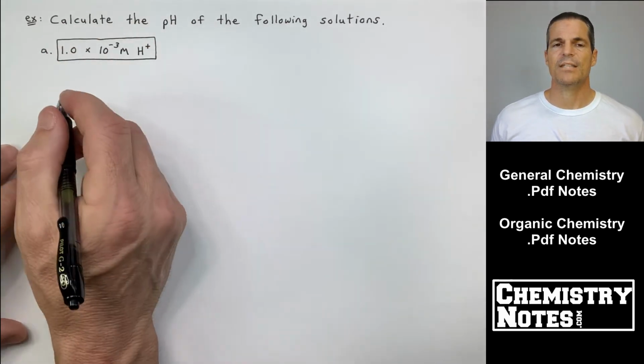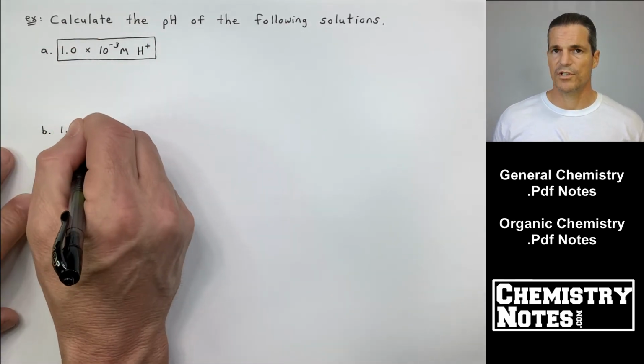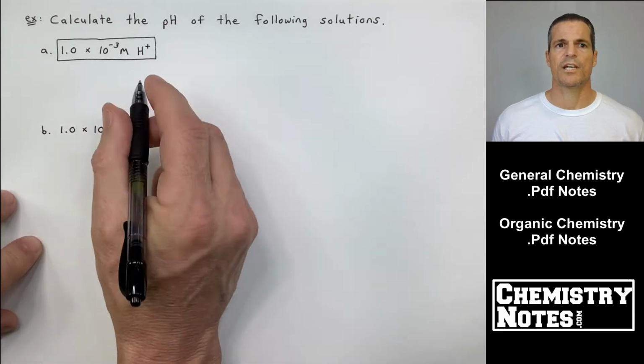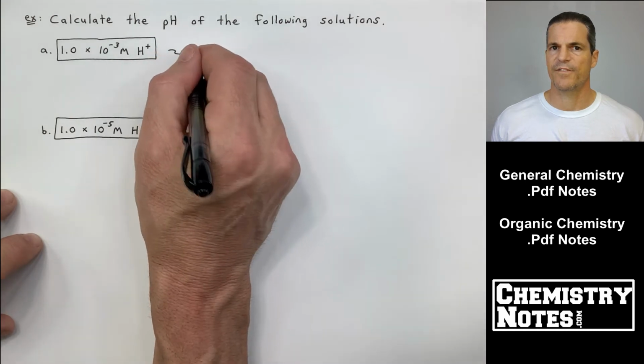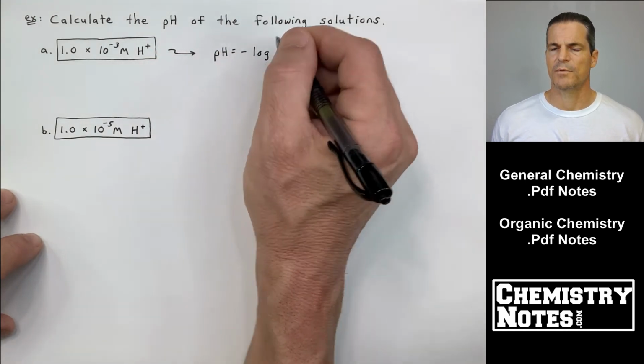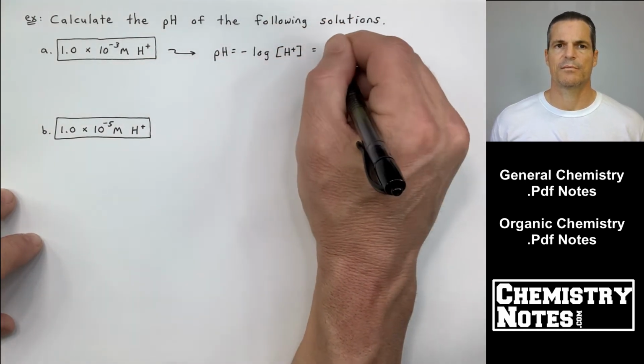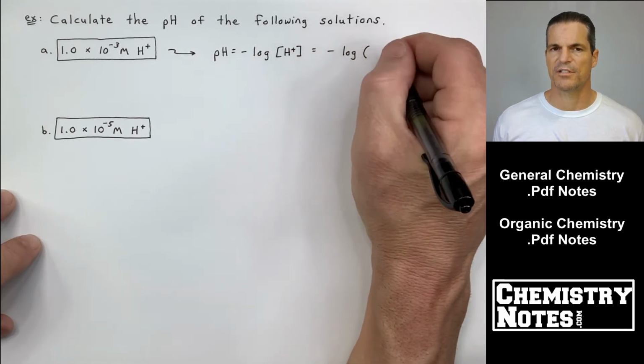Example, calculate the pH of the following solutions. A, 1.0 times 10 to the minus 3. B, 1.0 times 10 to the minus 5th. You notice how everything so far has been 1 times? Just take note of that. I'm going to tell you a shortcut here in just a second.